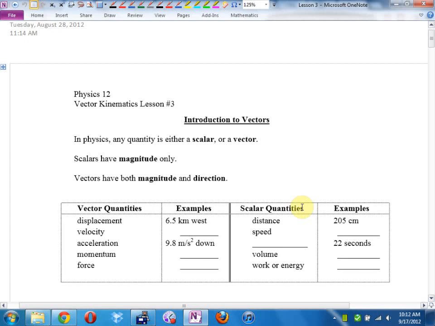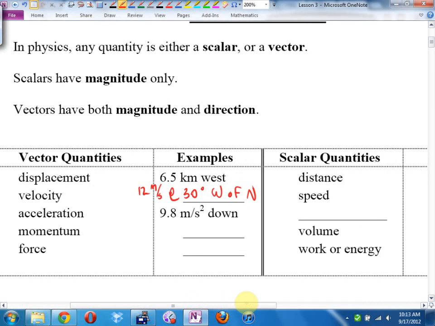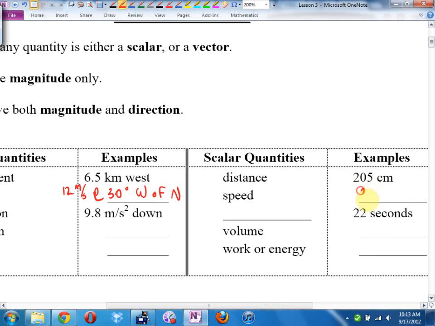As examples, a displacement would be something like 6.5 kilometers due west, where a distance would be 205 centimeters. Who cares what the direction is? Velocity, we could do something like 12 meters per second at 30 degrees west of north. Velocity was a vector. The scalar equivalent of velocity was speed. As a speed example, 35 kilometers per hour. Who cares what the direction is?